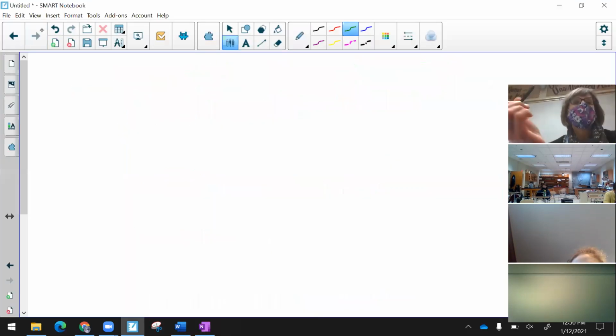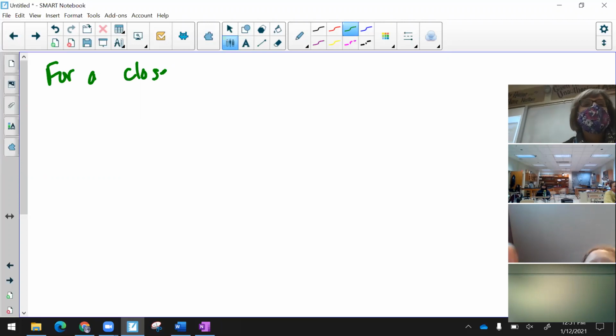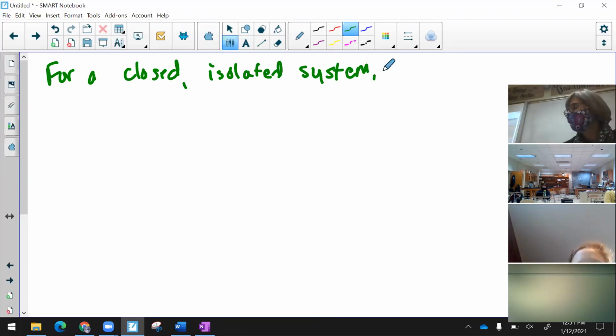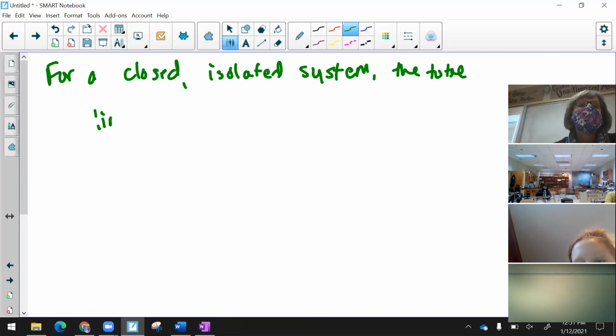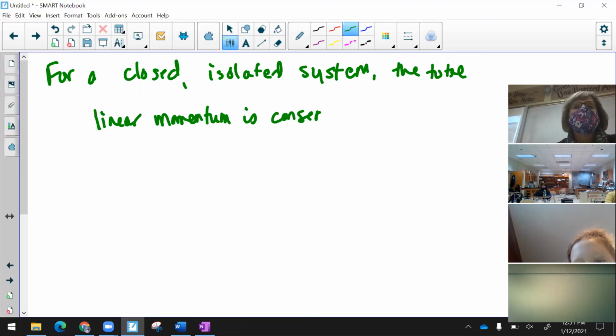So, what we should have learned overall is that for a closed, isolated system, the total linear momentum is conserved. Okay.